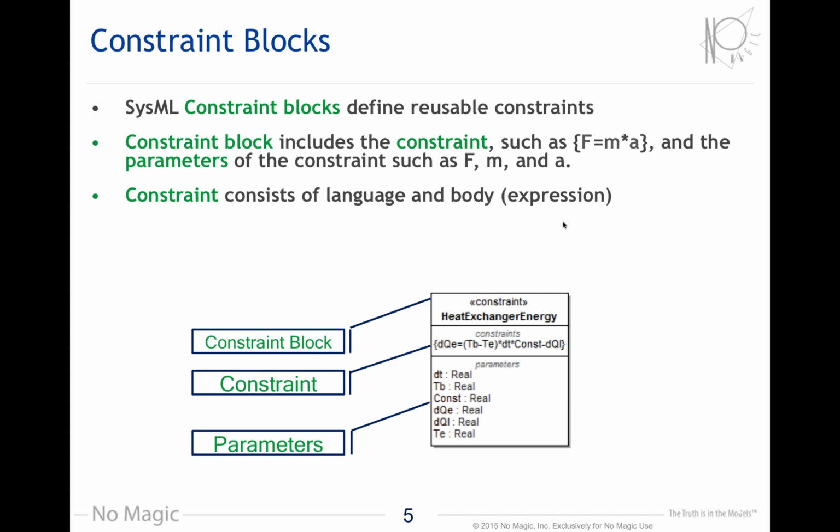And here in this slide you can see a picture of a typical constraint block. It has a name, a constraints compartment, and a parameters compartment. In the constraint compartment you can see the equation or any expression in any language you wish, and then the parameters, or variable names, used in that constraint. That's a definition, and this block can be packaged into libraries, packages, and reused in different contexts or even different projects.